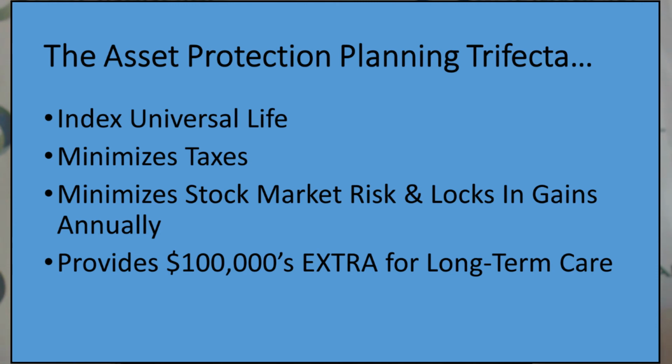Index universal life policies typically, well, let's just say the ones that we utilize, offer all 3 of these benefits. So Index Universal Life hits the asset protection trifecta, helping you use pennies to buy dollars that multiply to do many of the necessary jobs in asset protection planning as well as retirement planning. Isn't it time for you to see how an asset protection plan would work for you?